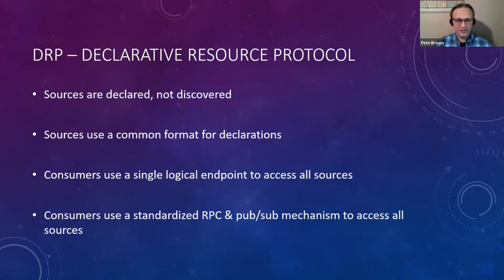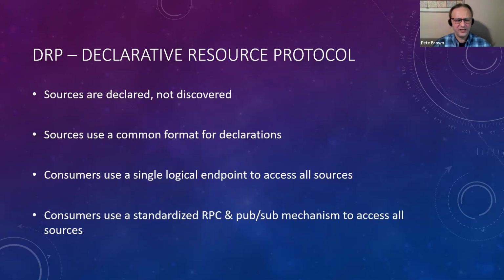Because in DRP, everything is declared, nothing is discovered. You should never have to go out and find the system; it should just be there. It should be like walking into a buffet. You see what's there, and you can take whatever you need. I know that sounds oversimplified, but really it's not.